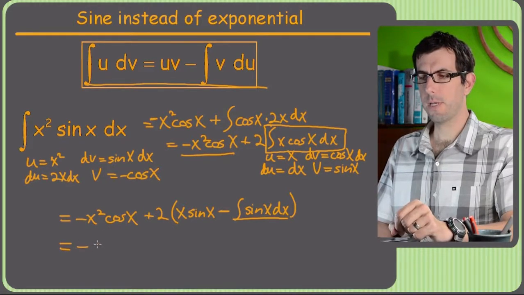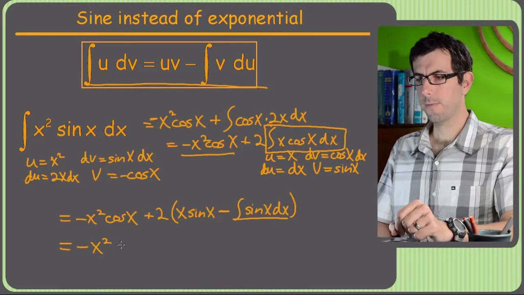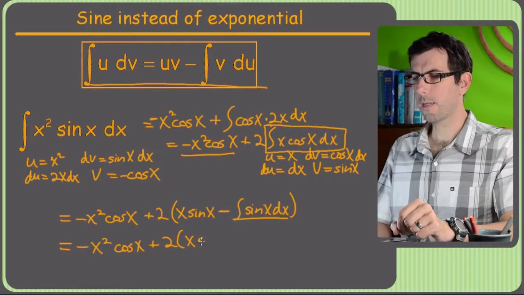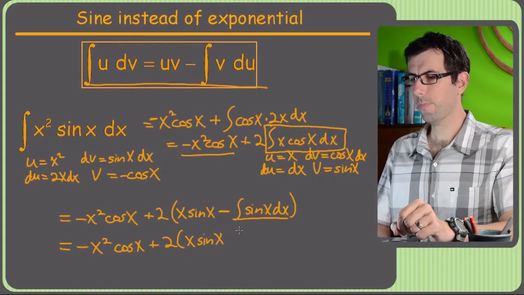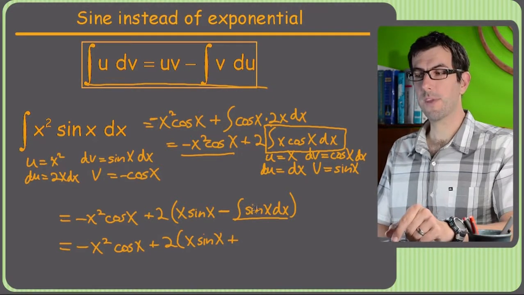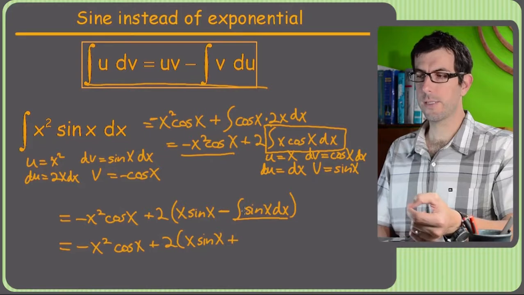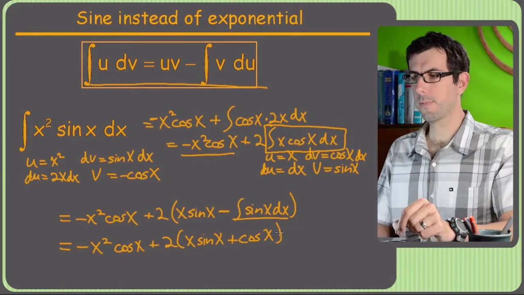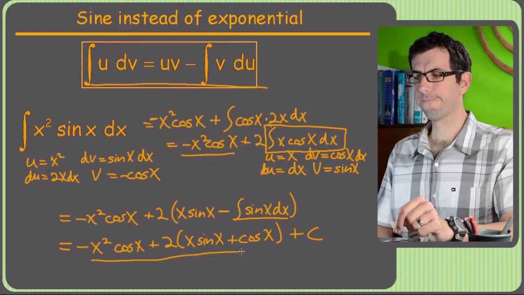And therefore I should be at my final step here. Negative x squared cosine x plus 2 times x sine x, plus, because it's minus, but then the integral of sine is negative cosine, so this ends up being a minus negative cosine, which is positive cosine x. And we don't want to forget our plus c.